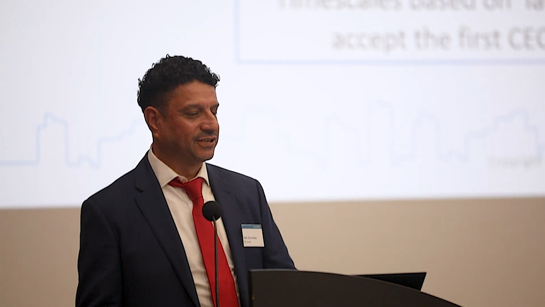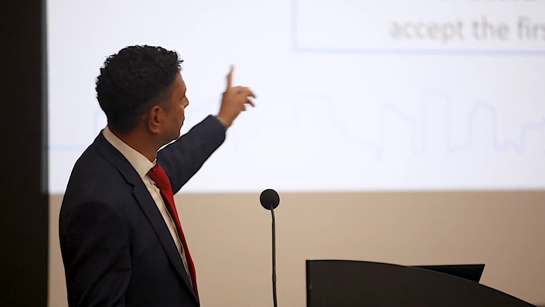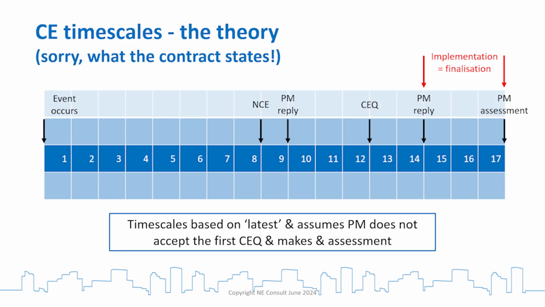CE timescales, the theory, sorry, not the theory, what the contract states, yeah? Hopefully, again, most of you are familiar with those timescales. Wouldn't that be wonderful? What it tells you, I think, is if we stuck to the timescales, 5 weeks is the shortest period. If the event at the left is a PMI, 3 weeks to submit a quote, 2 weeks to make a decision. Oh, I accept it. So 5 weeks. But we know we often get stuck over at the far end there. Quotation submitted, reply, reject. Takes us back 5 weeks, back through the same cycle.